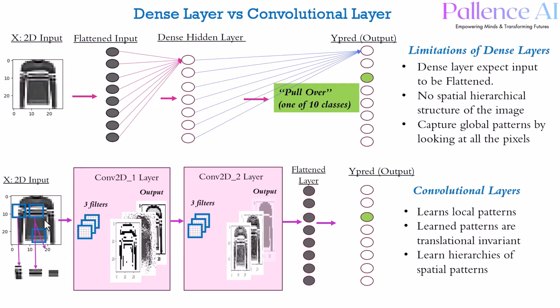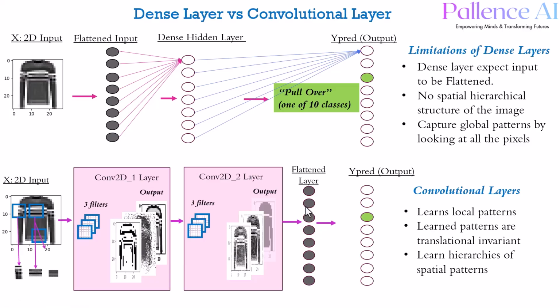And then it also learns hierarchies of spatial patterns. So what are hierarchies? Hierarchy simply means, for example, layer 1 is learning some finer, localized features, whereas layer 2 is learning some aggregated, higher level features. So as you add more and more layers, even hundreds of layers, the lower layers are learning localized features, and the later, downstream layers are learning more hierarchical features. That's the beauty of convolutional layers.